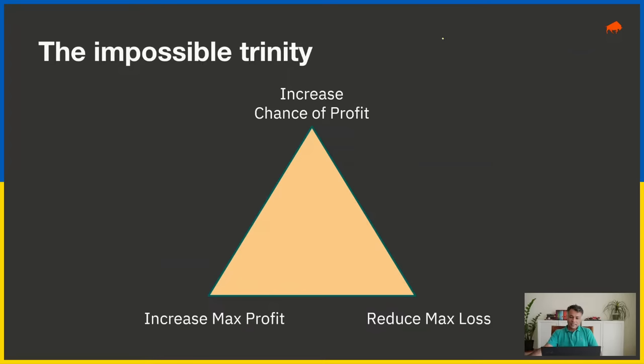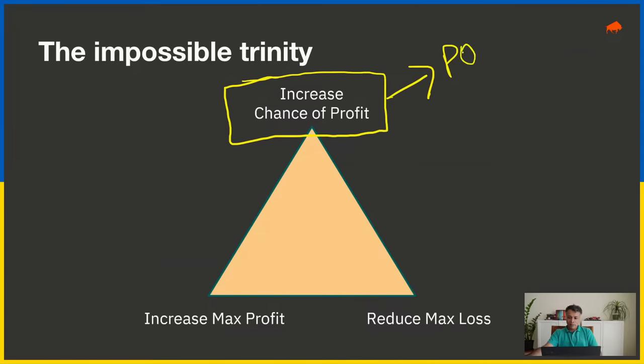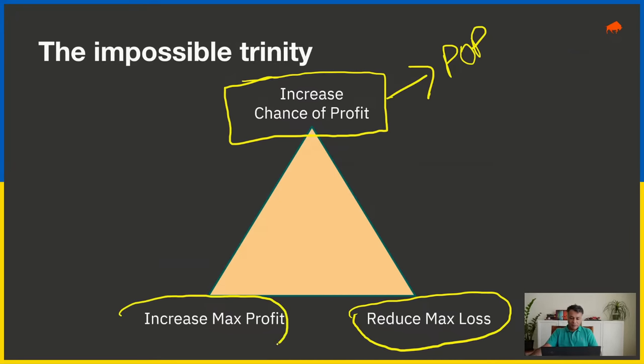The impossible trinity is, see, there are three things at play. One is you have a probability of profit. We are going to call it POP. Then you have a possibility of max loss. Then you have a possibility of how much is your max profit. See, here's the thing, right?